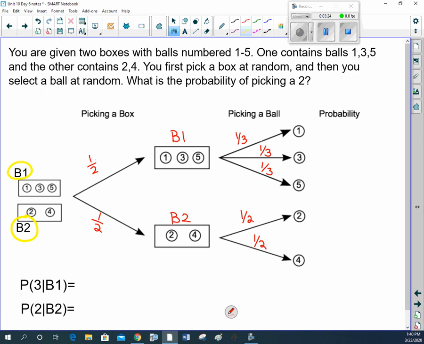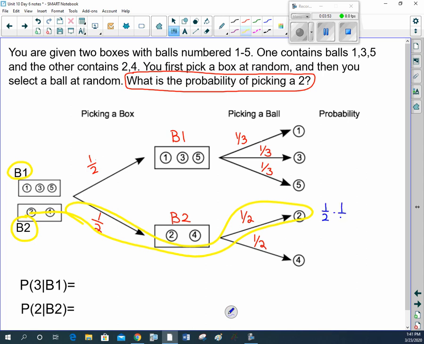Our question was, what is the probability of picking a 2? If we follow our chart and find where ball 2 is, we go along the branches, so we're talking about those two probabilities being multiplied together. That would be 1/2 times 1/2. So the probability of picking a 2 is 1/4.